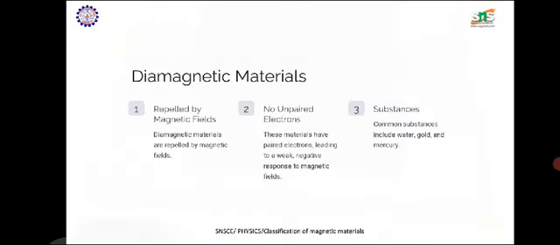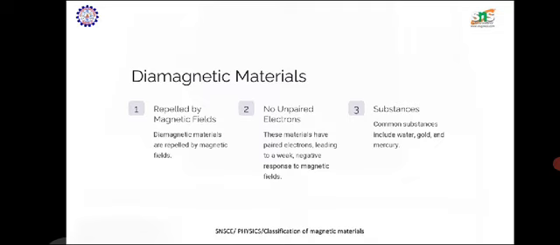Next is the diamagnetic materials, which exhibit diamagnetism. A perfect diamagnetic material in the presence of a magnetic field repels the magnetic lines of force. There is no permanent dipole moment, therefore the magnetic effects are very small in these materials. The magnetic susceptibility is negative, and it does not depend on temperature or applied magnetic field strength.